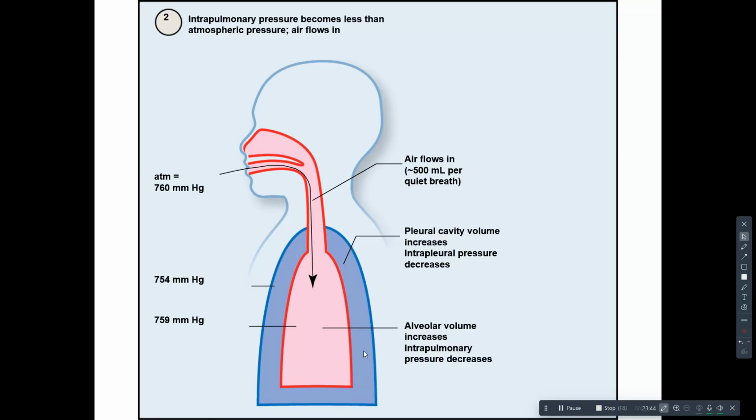Because it went down, my thoracic volume and my lung volume both increased, causing my lung pressure to decrease. Now lung pressure is less than atmospheric pressure, and because we have a gradient, air is going to go in until that gradient no longer exists. So diaphragm contracts, thoracic and lung volume increase, lung pressure decreases, air goes in.